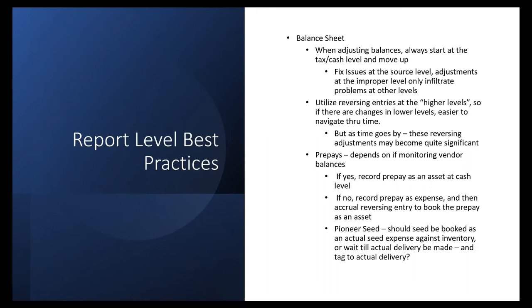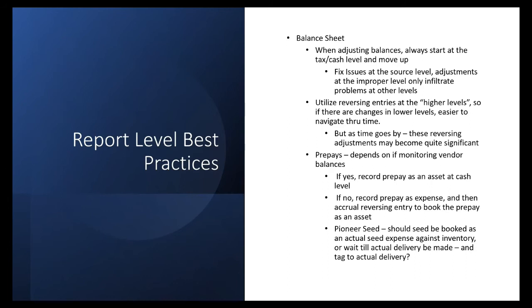So make sure your cash level is correct, and then work yourself up through the accrual and up to the report level. Because if you make an adjustment at the report level where there's source problems back at the cash level, then you've got distortions throughout the system. And it just makes cleanup that much harder later on.